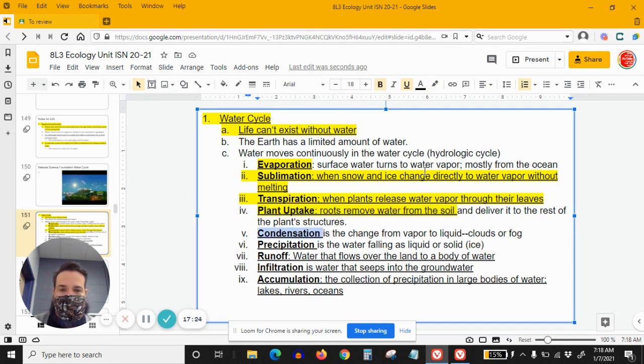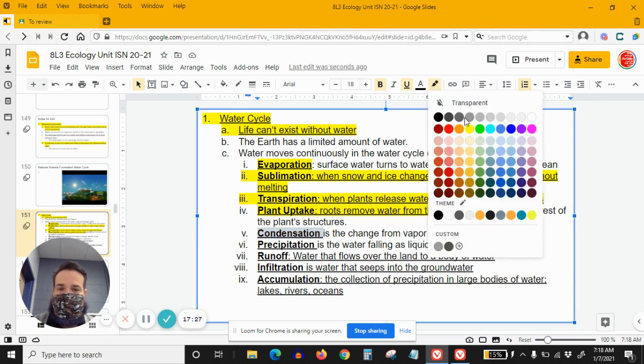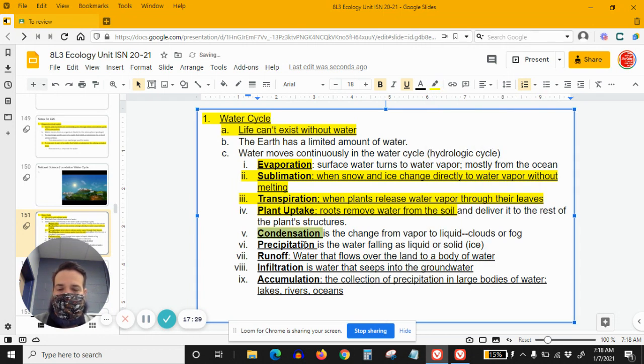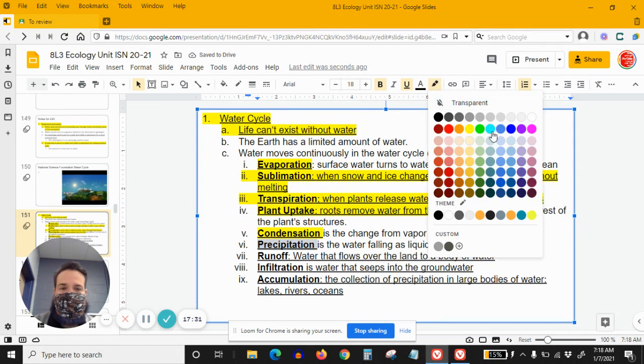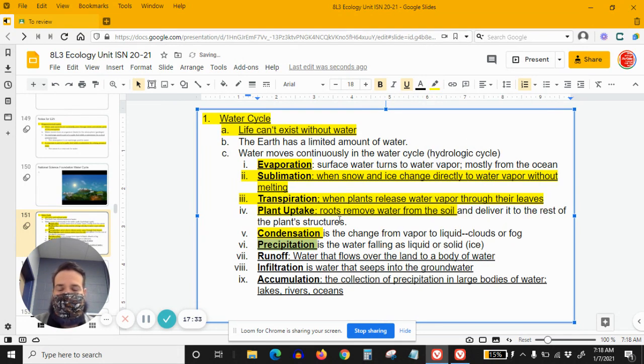Condensation is the opposite of evaporation, so you should know that, but please at least write down the word. Precipitation, you should know from like every year of science ever, especially from 7th grade, when you did weather. Precipitation is any water falling from the sky. So whether it's snow or sleet or rain, it is precipitation.